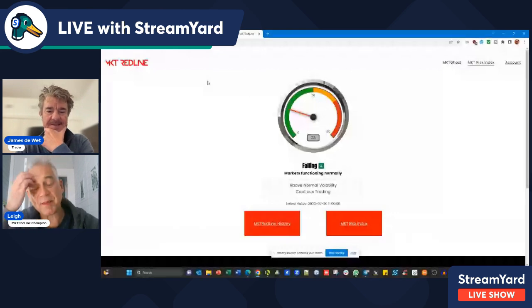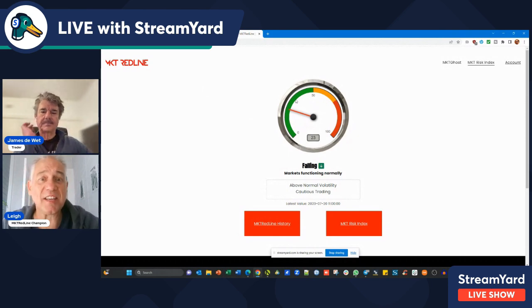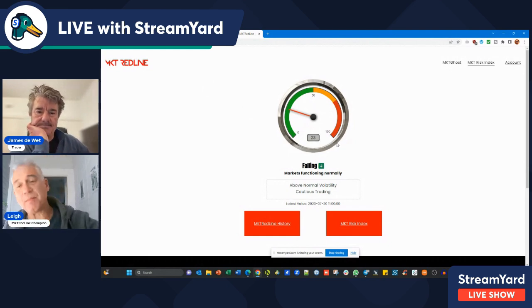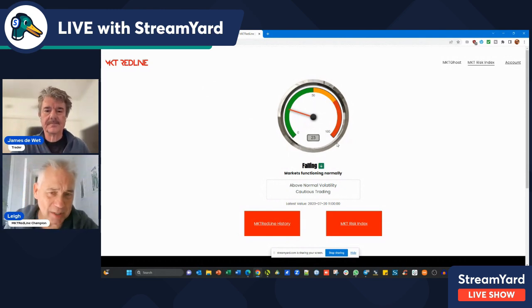So this is MKTRedline Pro. This is a gauge. What it does is when it detects strange movements in the marketplace, which you can't see by looking at the charts, this will shoot up to 100. And in the September that you were referring to, it hit 100 on the 23rd, which was the Friday, totally maxed out. And you've got words of warning here going, be very careful. It's particularly crazy in the marketplace.